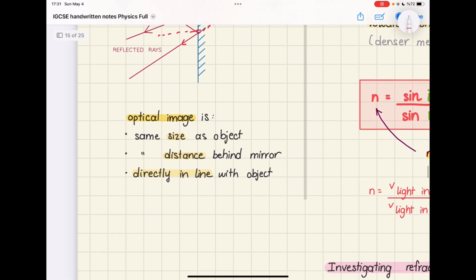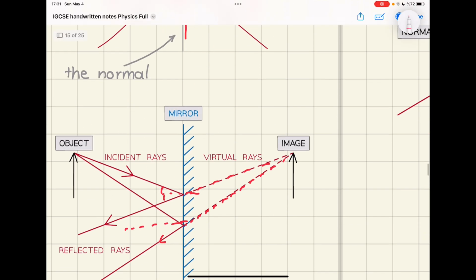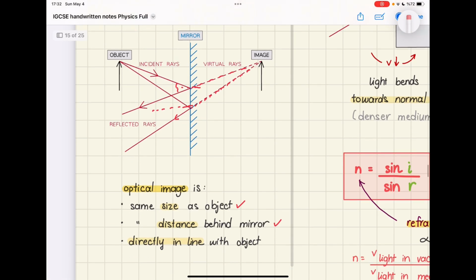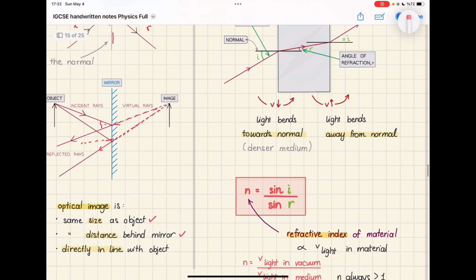So the optical image is of the same size as the object, and is the same distance behind the mirror. So you see the distance here and the distance here will be the same. And also directly in line with the object. This also describes our experience of seeing ourselves in the mirror.